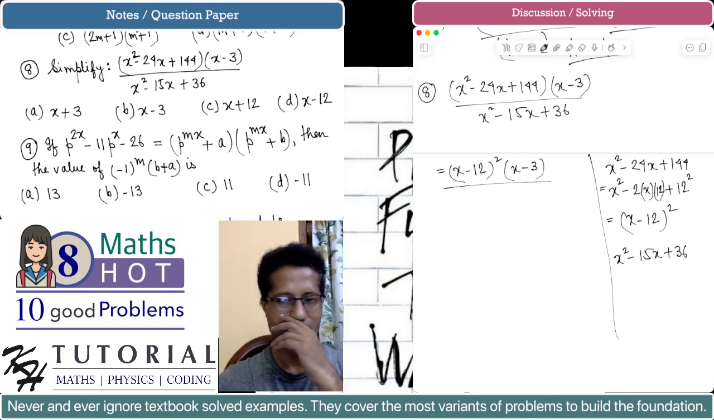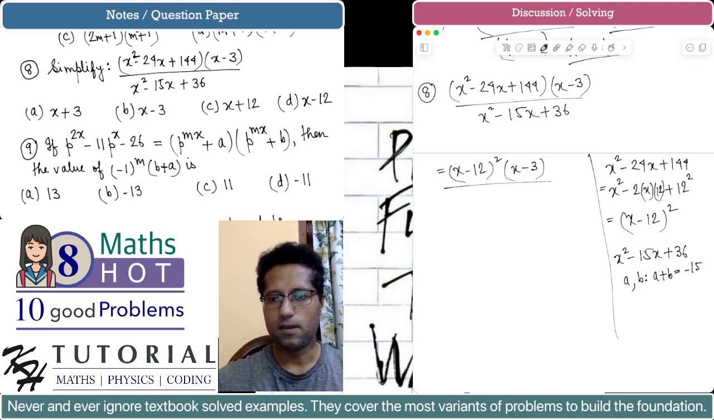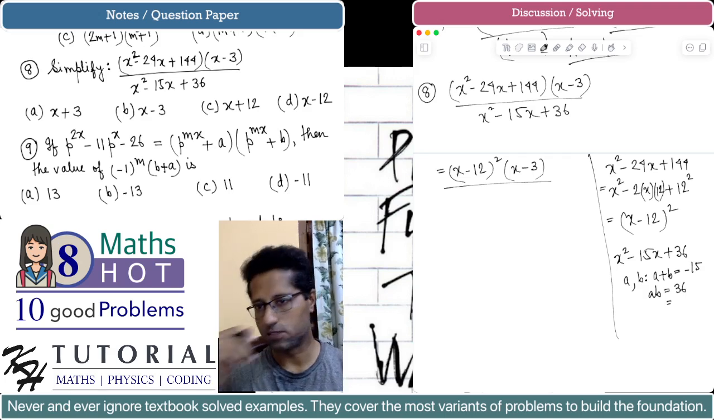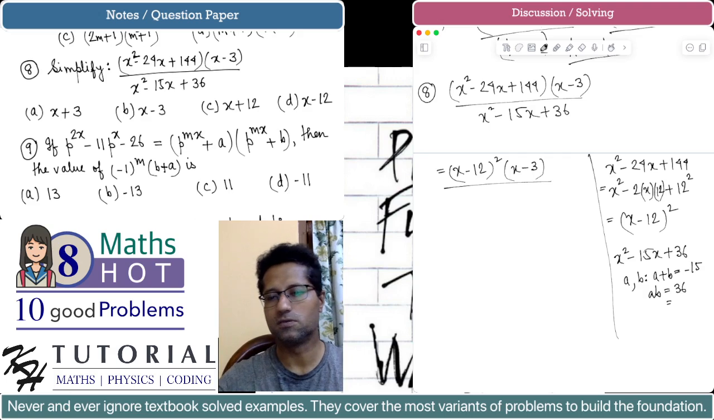So it is a quadratic trinomial. We have to find the numbers a and b such that a plus b is equal to minus 15 and ab is equal to 36. Now what can a and b be? 36 is equal to... 9 and 4 will not help because 9 plus 4 is 13. 18 and 2 will not help because 18 plus 2 is 20. 3 and 12. Okay, 3 and 12 will help. 12 multiplied by 3 is 36, and its sum is 15.